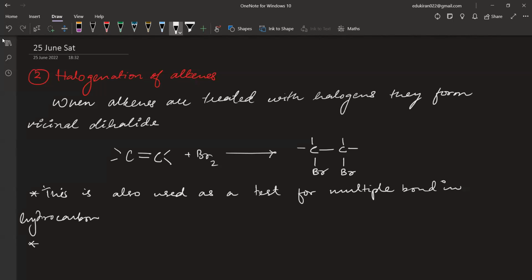Hydrocarbon. Br2 is brownish red, or rather it is reddish brown. The better word is reddish brown.